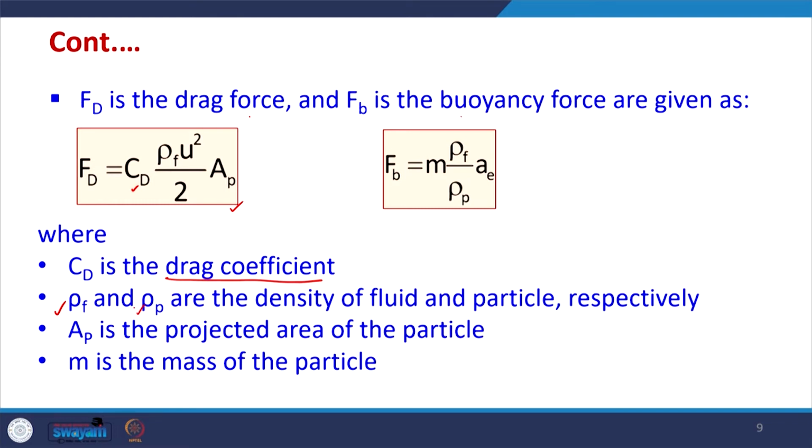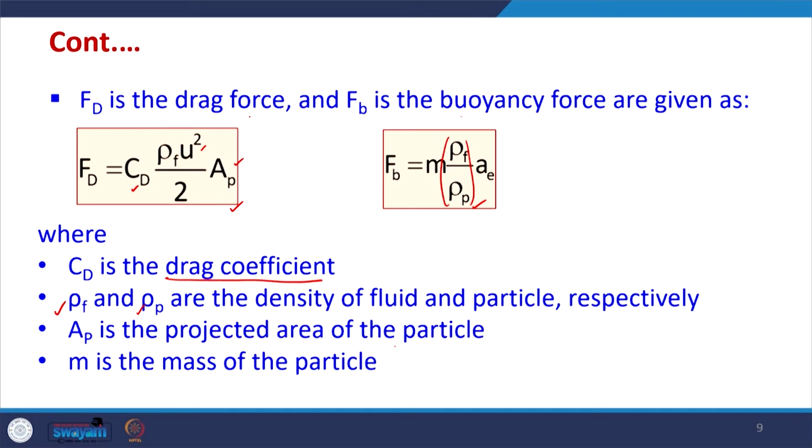rho p is the density of the particle which will be used here in the buoyancy force, and Ap is the projected area of the particle, assuming it to be spherical. m is the mass of the particle. So, the drag force can be calculated from here, u is the terminal velocity, or the velocity of the particle. Similarly, the buoyancy force is m into a, where it is the ratio of fluid density to particle density. So, we can see here, this is the very common buoyancy force, we know very well.